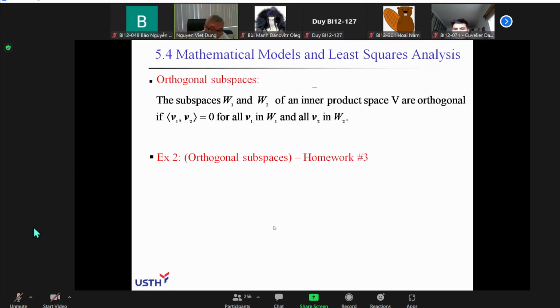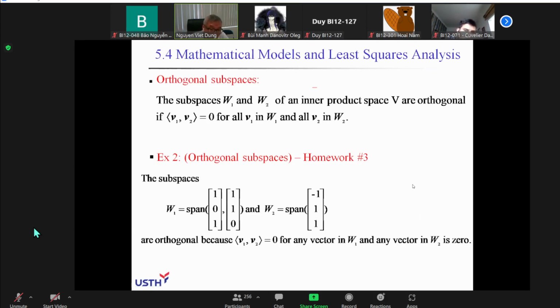Here is some example. Once again, I put it like homework. Please do it. Suppose that we take two spaces W1 and W2. They are subspaces of R3. The first space is generated by two vectors like that, and the last one, W2, is spanned by only one vector like that. Then please verify that W1 and W2 are orthogonal to each other, and it is explained here already.